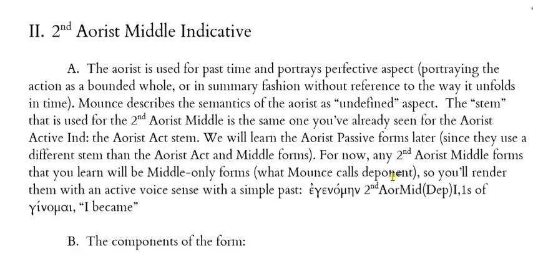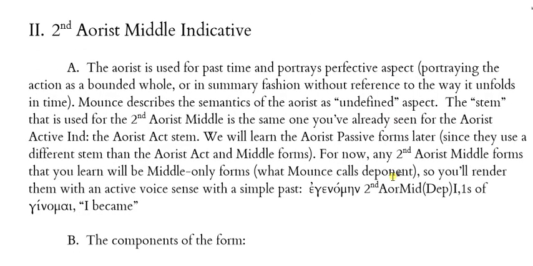Okay. Let's look at the second aorist middle indicative. The aorist is used for past time, even for the second aorist middle, and portrays perfective aspect. It's exactly the same as what we just read for the second aorist active. Okay, that is, we're portraying the action as a bounded whole, in summary fashion. We're not thinking about how it unfolds in time. That's what the imperfect does. Mounce still describes this as undefined aspect.